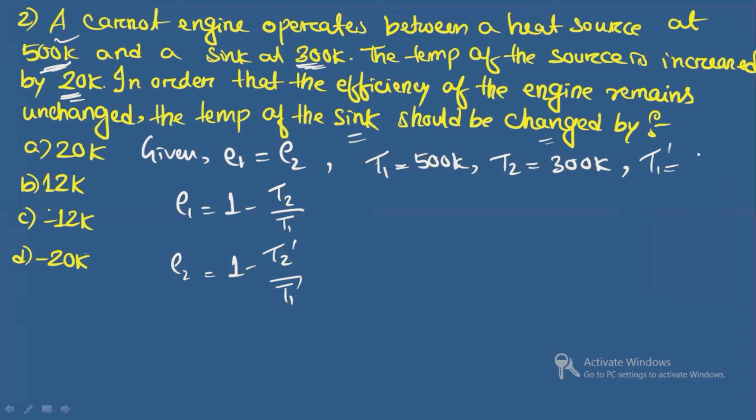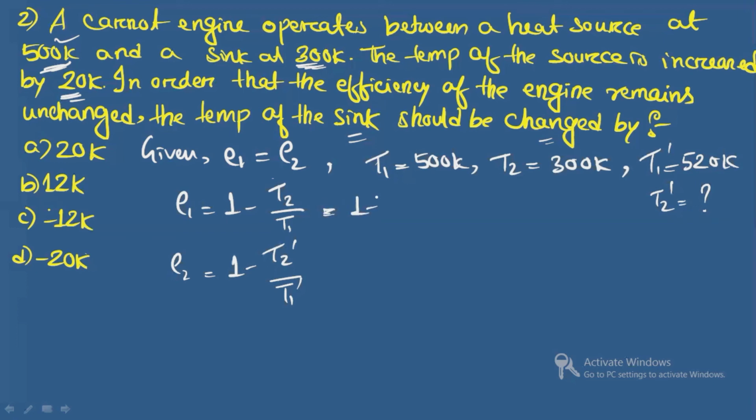By 20 Kelvin it is increased. By 20 Kelvin it is increased means what? 500 Kelvin was the initial one. By 20 Kelvin it's increasing, so it will be how much? 520 Kelvin. You have to find what? T2 prime. All right. Now let's see first the efficiency for the first case.